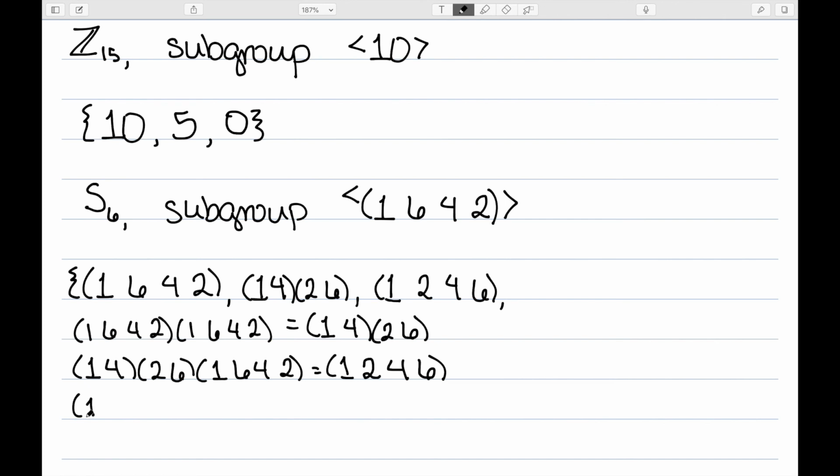We still haven't reached the identity, so now let's raise it to the 4th power, so (1 2 4 6) composed with (1 6 4 2). 1 goes to 6 and 6 goes to 1, so 1 goes to 1. 2 goes to 1 and 1 goes to 2, so 2 goes to 2. 4 goes to 2 and 2 goes to 4, so 4 goes to 4. And then 6 goes to 4 and 4 goes to 6, so 6 goes to 6. So this would be my identity element. So here is the subgroup generated by the element (1 6 4 2).